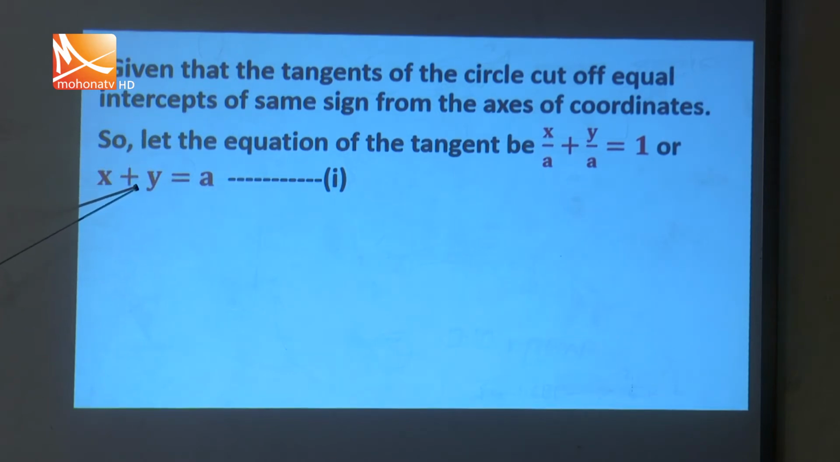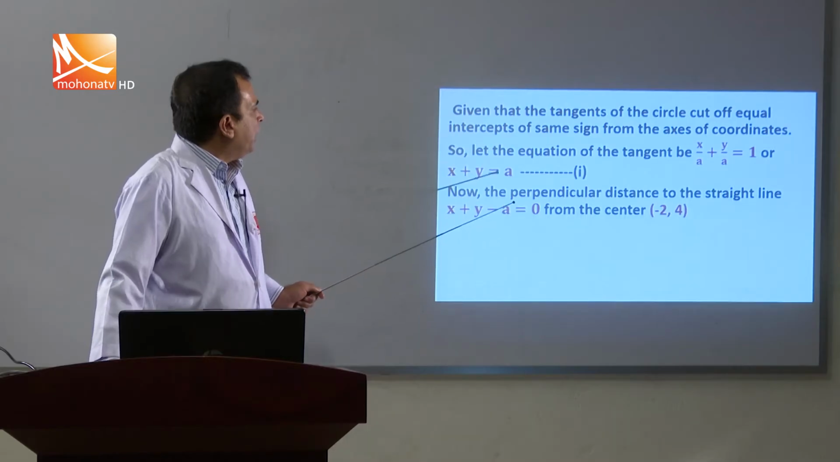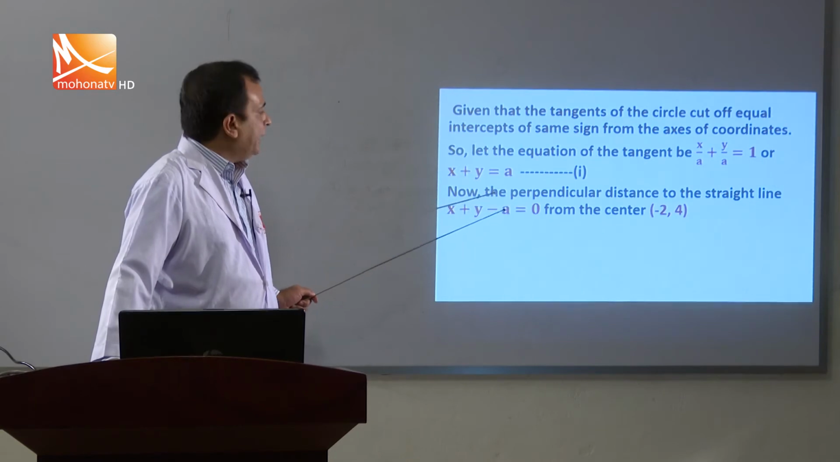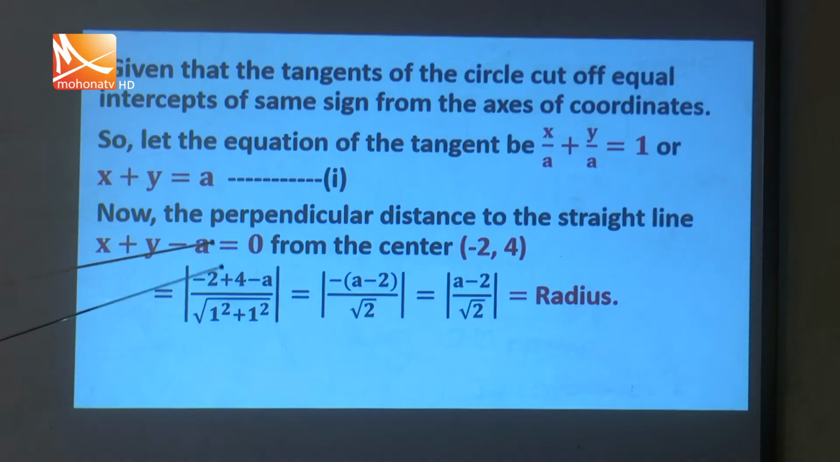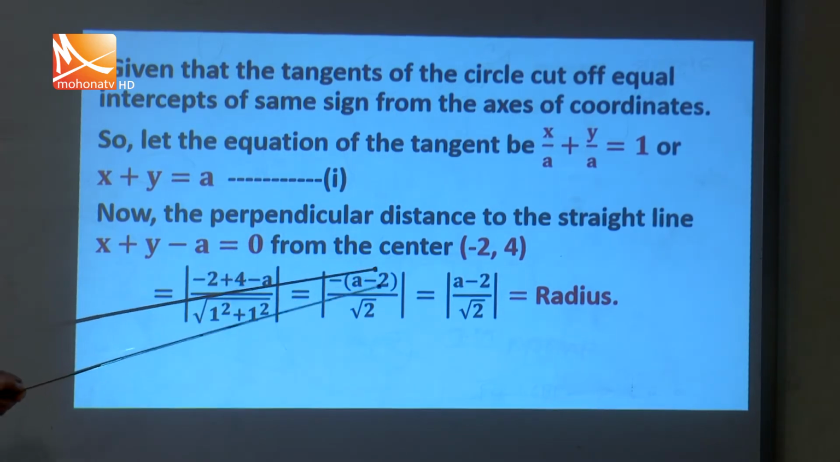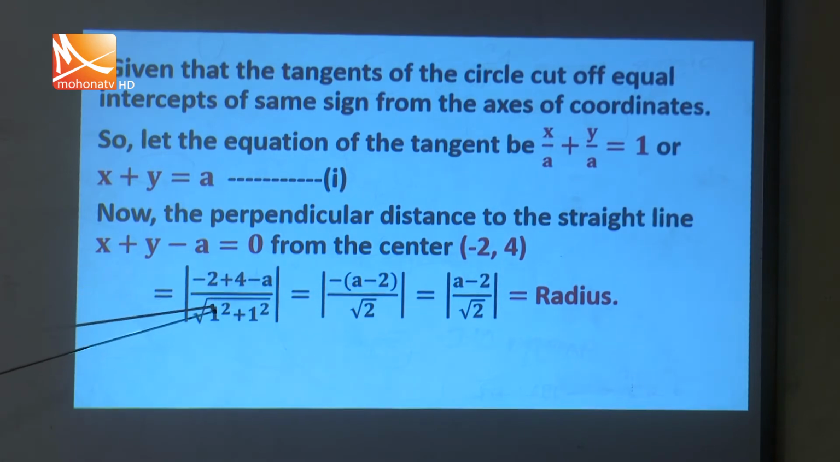Okay, that is x by a plus y by a equals 1. We can rewrite this equation into the form x plus y equals a. Now the perpendicular distance of the straight line x plus y minus a equals 0 from the center (minus 2, 4): x is minus 2, y is 4, so minus 2 plus 4 minus a, divided by square root of coefficient of x square, 1 square, and coefficient of y square, 1 square. So we will get absolute value of minus a plus 2 by root 2, since 1 square means 1 and 1 square equals 1, so 1 plus 1 equals root 2.